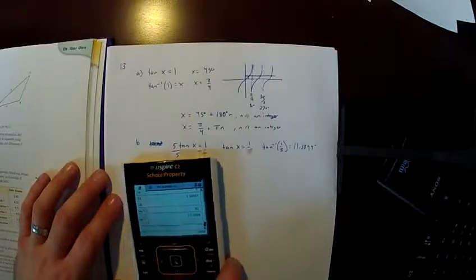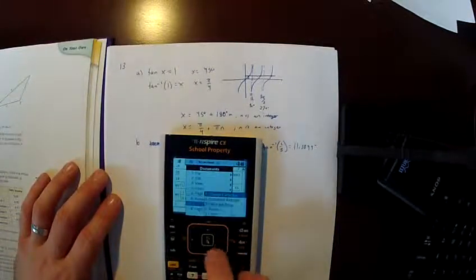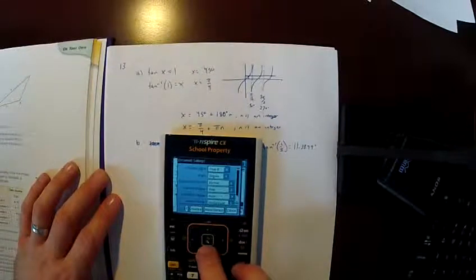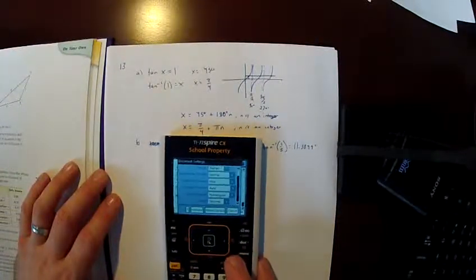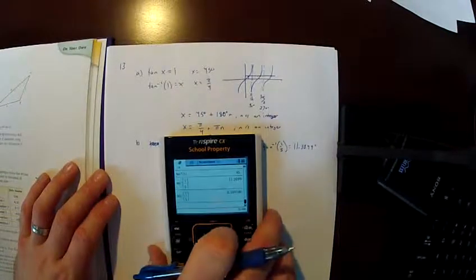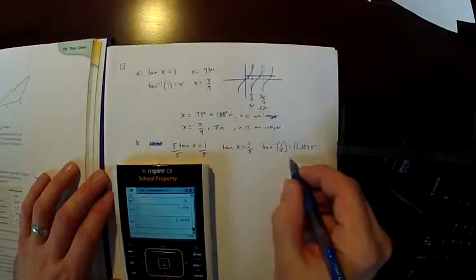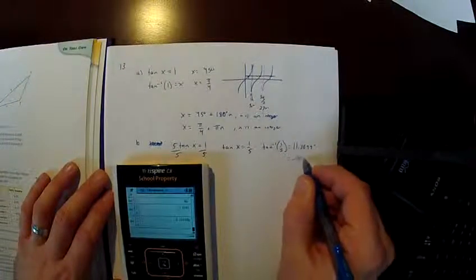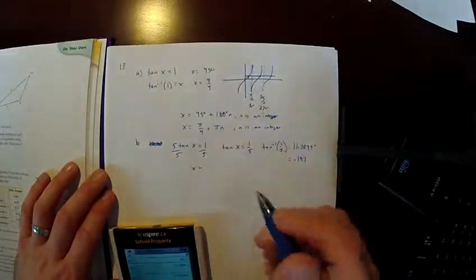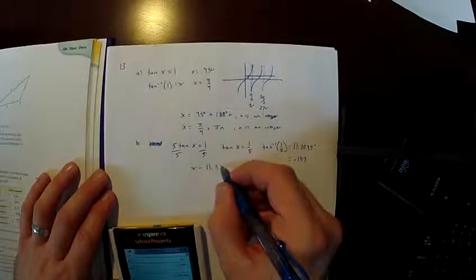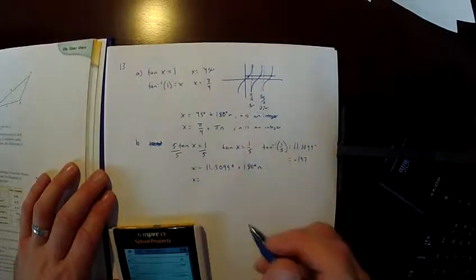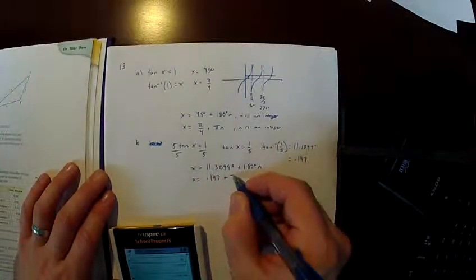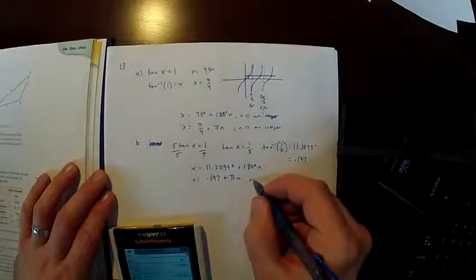So I'm going to switch my document settings over to be in radians this time, and make that default. And I'm going to hit enter just to get the answer in radians. That's 0.1973. We'll go to 3 decimal places, so 0.197. So my solution is this: x equals 11.3099 degrees plus 180 degrees n, or x is equivalent to 0.197 plus pi n, and again, n is an integer.